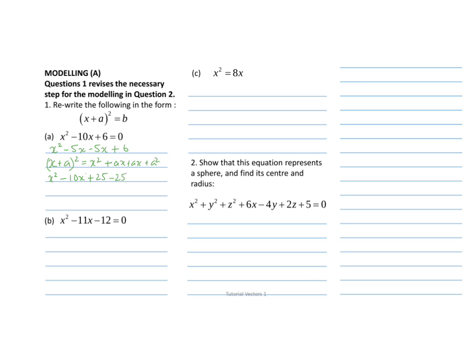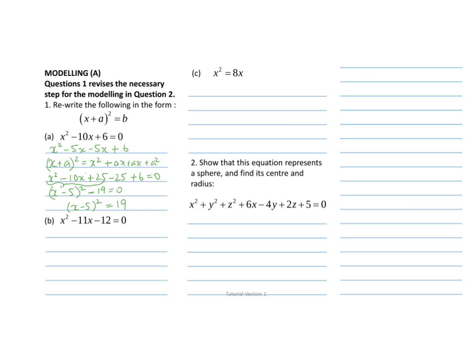The reason why we must minus what we've added is so that the sum, 25 minus 25, is 0, and it doesn't change the equation. So we have (x − 5)² − 25 + 6, because this is in fact our square here, and minus 19. So to get it in the form, (x − 5)² is equal to 19. So a is minus 5 and b is 19.